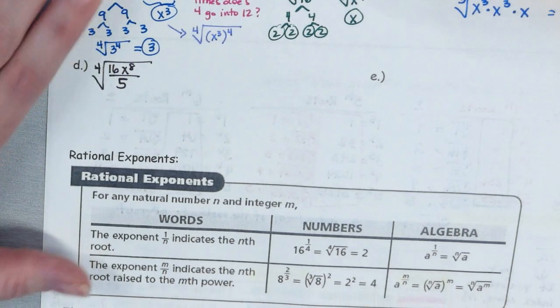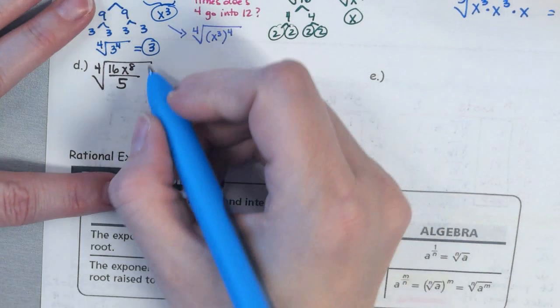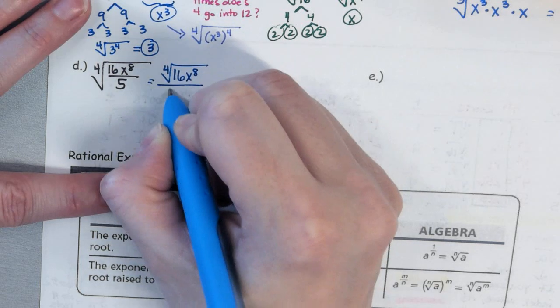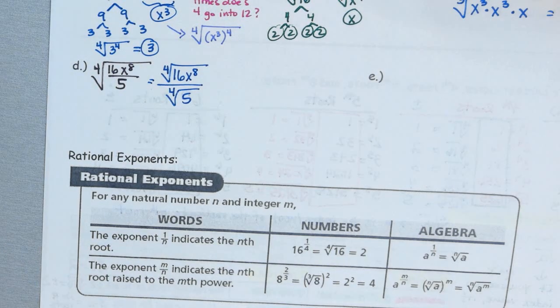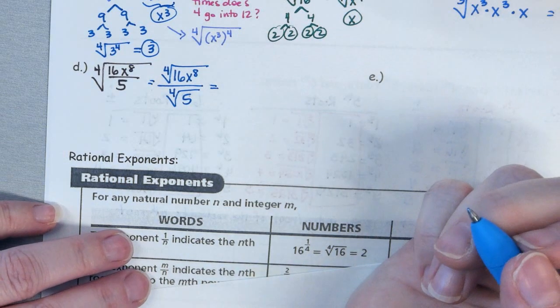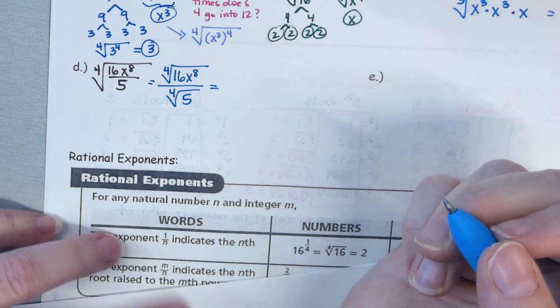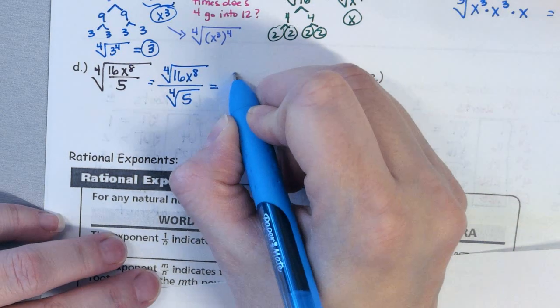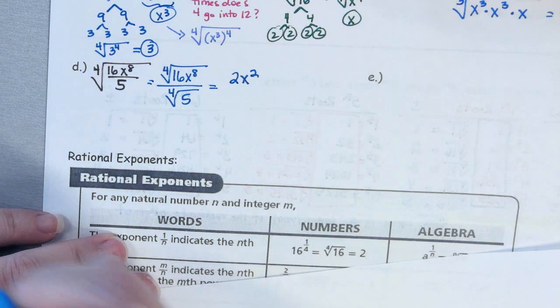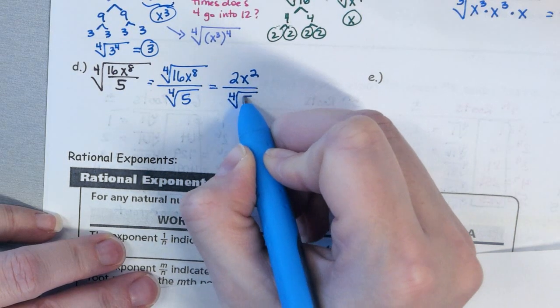Okay, now when you're dealing with division, the first thing we're going to do is rewrite this. So the fourth root of 16x to the 8th on top over the fourth root of 5 on the bottom. Okay, and then let's go ahead and simplify the top, and then we'll talk about the bottom. So the fourth root of 16, do you guys know what that's going to be? You can ask yourself, what number to the power of 4 is 16? 2. Okay, and then how many times does 4 go into 8? Twice. So it would be 2x squared on the top over the fourth root of 5.